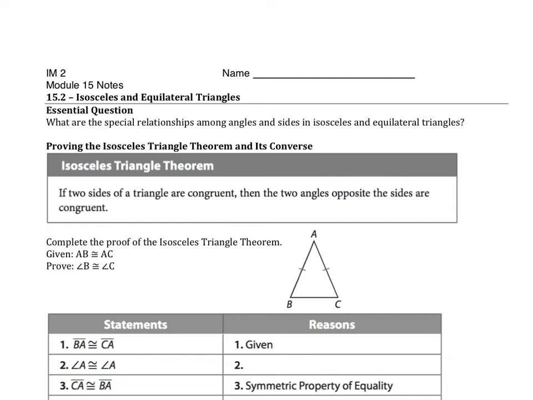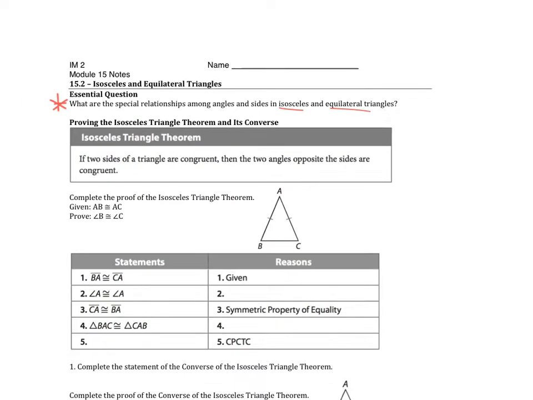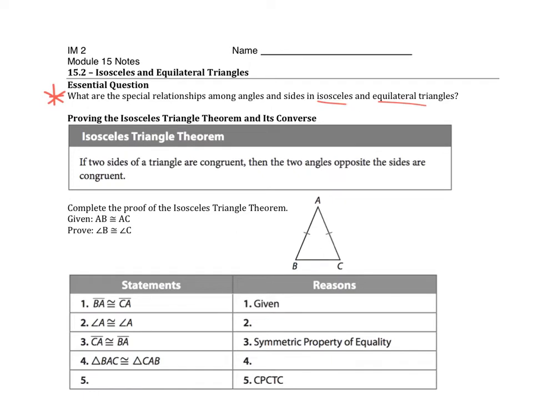So these are the notes for 15.2. Again, our big topic here is triangles. And so our central question up at the top of the page: what are the special relationships among angles and sides between isosceles and equilateral triangles? Hopefully you've used these before and you know some things about these two terms that we'll get into more as we go along. An isosceles triangle, okay, the isosceles triangle theorem.